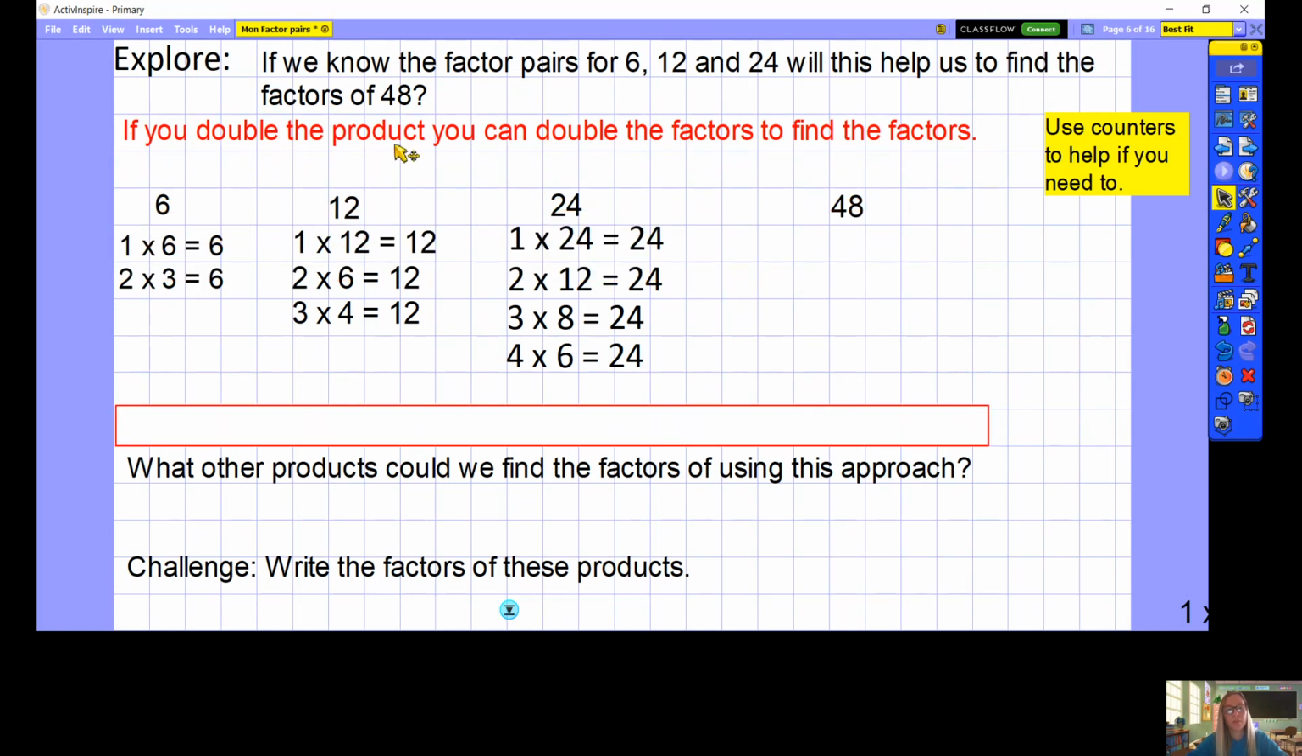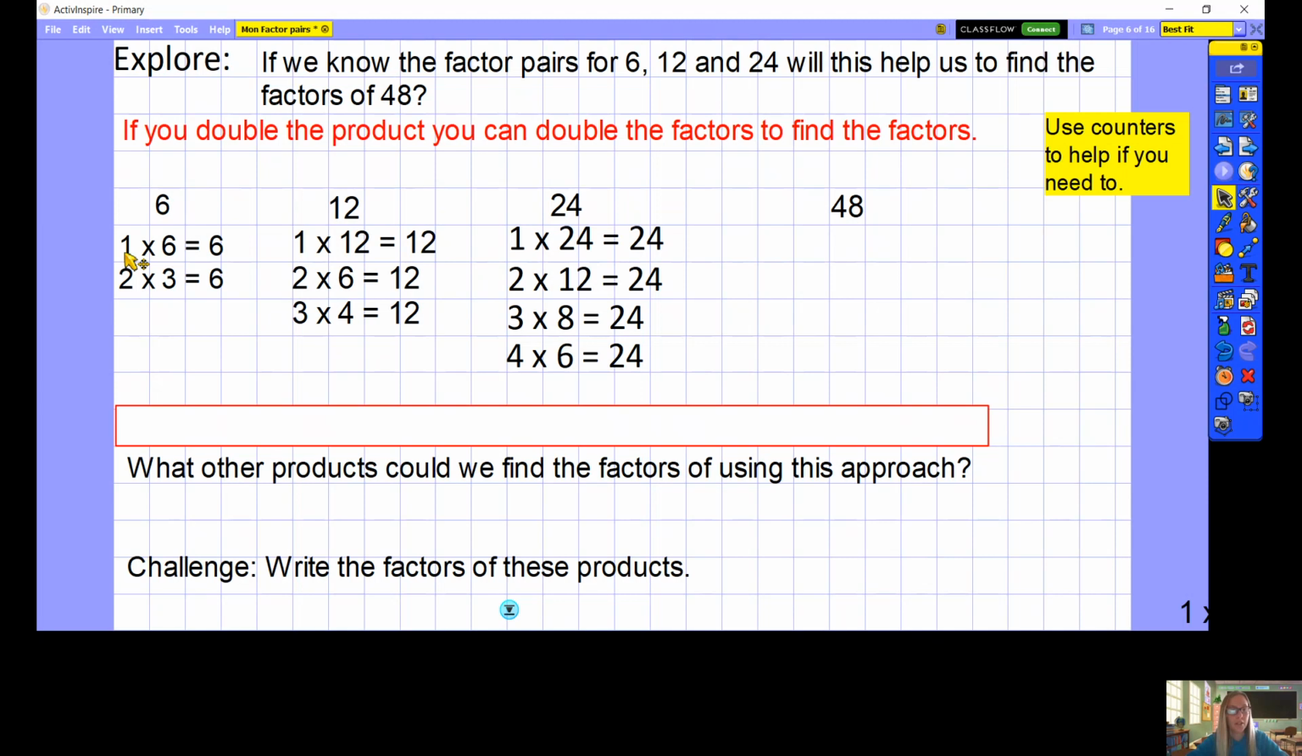If you double the product, you can double the factors to find the factors. So let's have a look at what that means. So here we've got 6 and we've doubled the product to get 12. So we found the factors of 6, now we found the factors of 12. That means if we double the product, we can also double the factors to help us find them. So let's have a look.